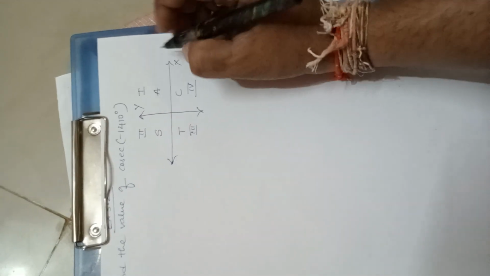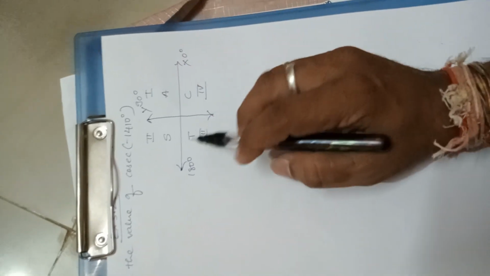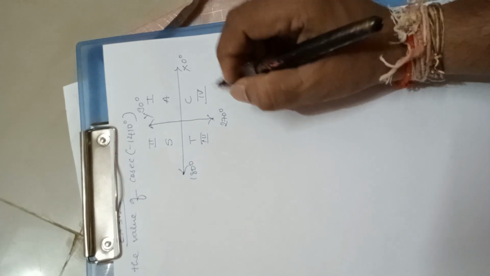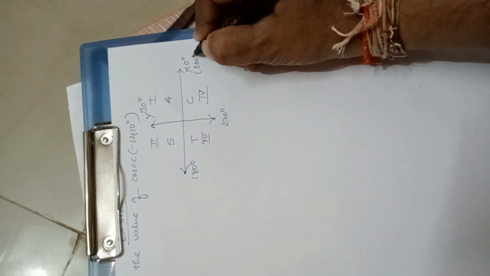The first quadrant varies from 0 degrees to 90 degrees. The second quadrant varies from 90 degrees to 180 degrees. The third quadrant varies from 180 degrees to 270 degrees. And the fourth quadrant varies from 270 degrees to 360 degrees.